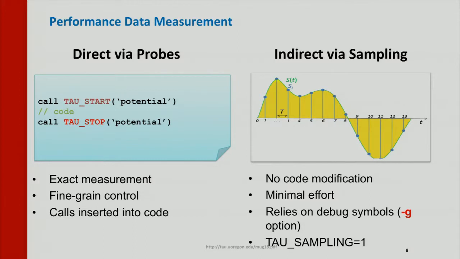But the key point is, how do you instrument your code? We have support for both direct instrumentation via probes, where you instrument a function with start and stop calls. And this allows you fine-grained control and accurate performance measurements. On the other hand, we also have support for sampling. This is indirect. You get a periodic interrupt from the system. This interrupt can be generated by either a timer, or you can use a hardware performance counter.